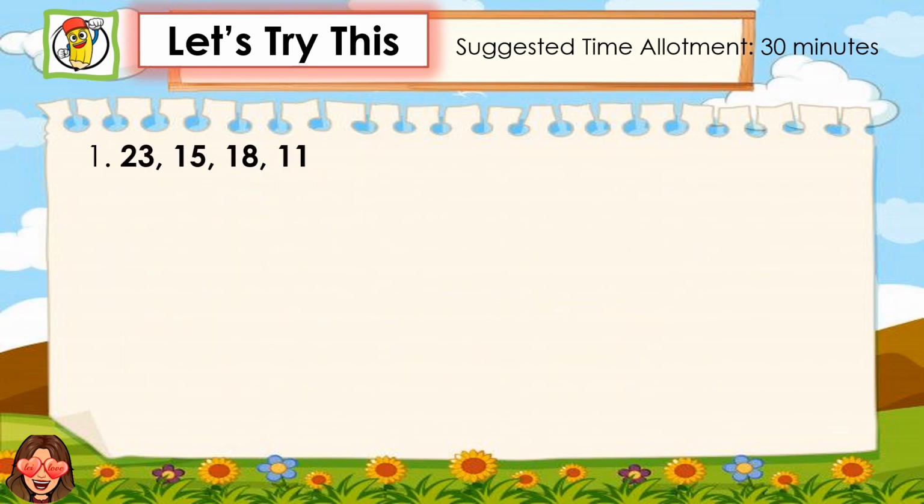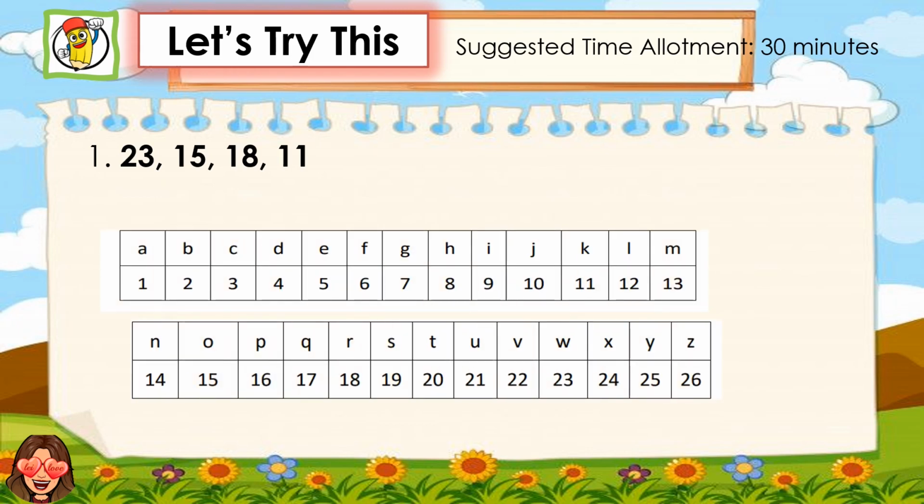For number 1, we have 23, 15, 18, and 11. So, let us find the letter which corresponds to each number. For number 23, we have W. Then, let's look at number 15, that's letter O. For number 18, that's R. And for number 11, it's letter K. So, we can have the word work.